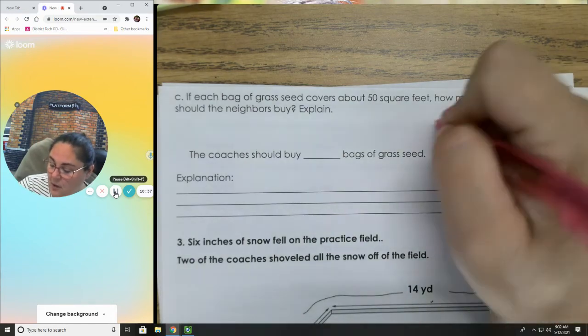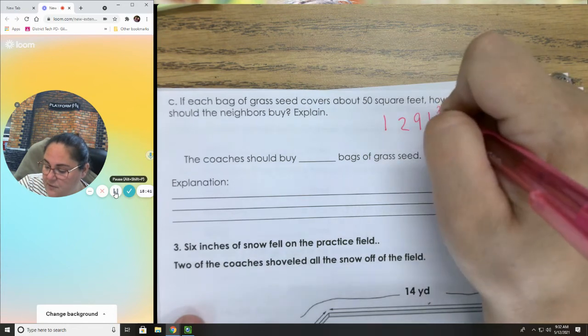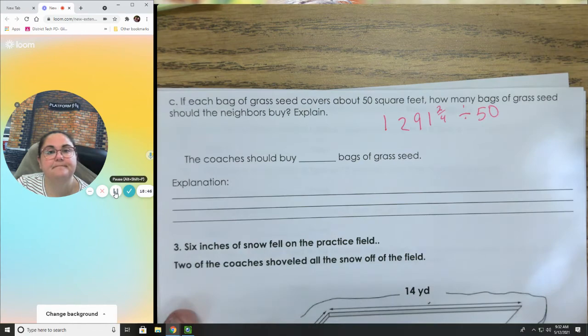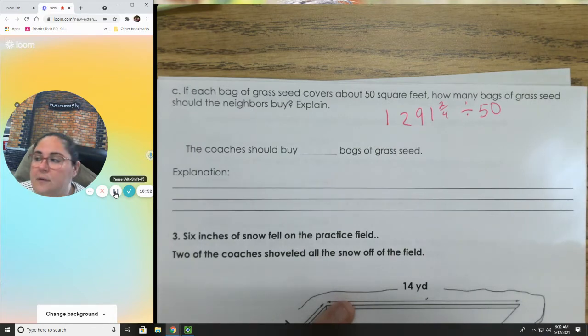I'm going to do 1,291 and 2/4 divided by 50. That's what we're going to do. Now, if I go to the grocery store, to Meijer, Menards, whatever, and I want to buy some grass seed, because sometimes you can find it at Meijer or Walmart, are they going to give me 1.5 bags of grass seed? No. So remember, you can use an estimate for this one.